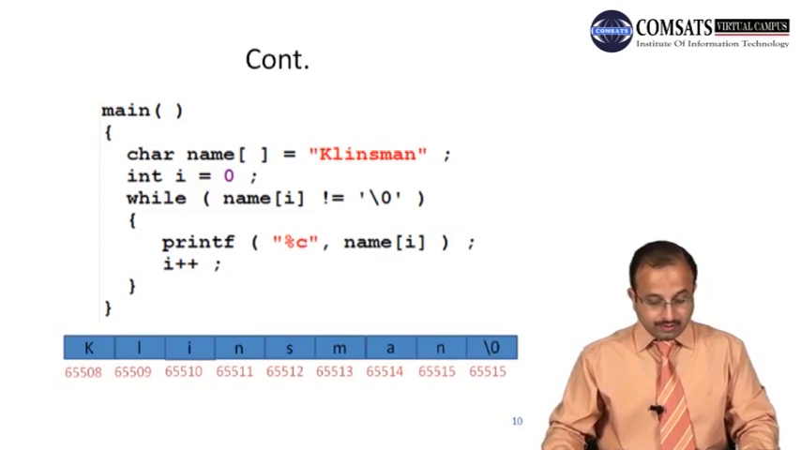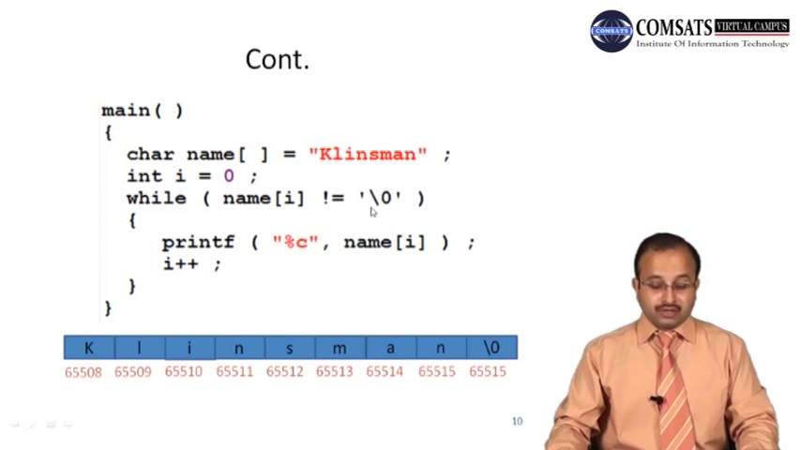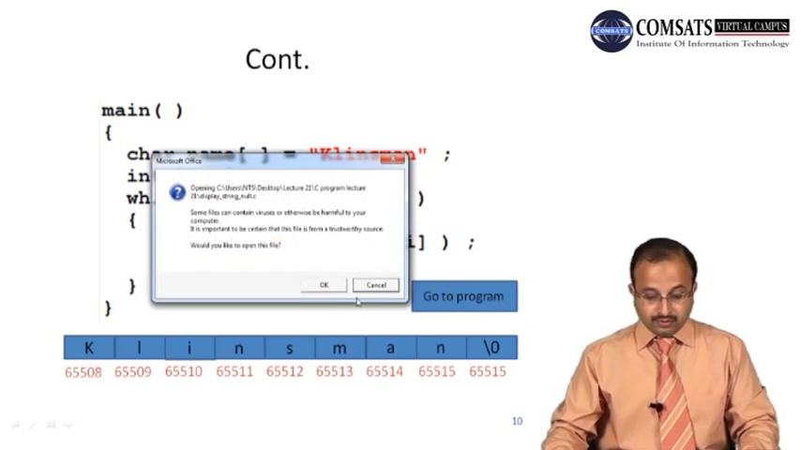So this is a string. At the 8th index, this is the 0th index, 1, 2, 3, 4, 5, 6, 7, 8. So at the 8th index, when the value of I is 8, name of 8 contains the null character, right? And null is not equal to null, the condition is false, so it comes outside that loop. Let's go and see the program.